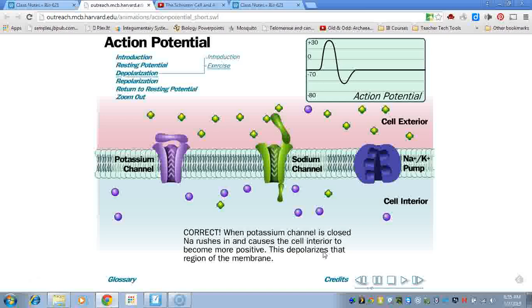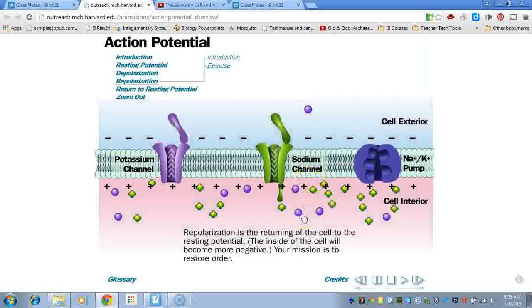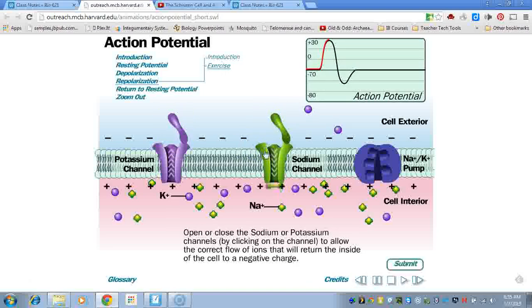Okay, so when the potassium channel is closed, sodium rushes in. And if you look up here, okay, see it causes the interior to become more positive. This is what we refer to as depolarization. Okay? So, the next phase is repolarizing it. We need to get the charge back to normal. So since the sodium channel had already been opened, and there's lots of sodium and potassium on the inside, now, we're going to close it and open the potassium channel.